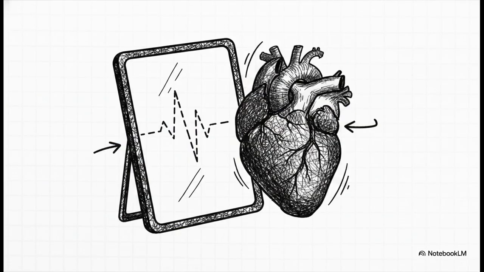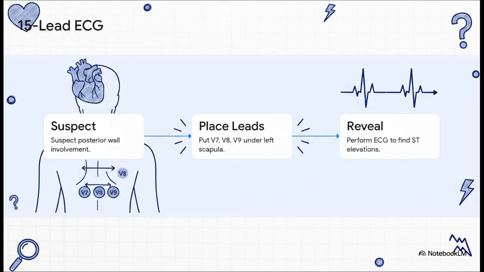What's wild here is that the anterior depression is actually a reciprocal mirror reflection of a totally hidden infarct happening on the posterior wall, literally the back of the heart. The standard 12-lead ECG simply doesn't have cameras looking directly at the back, so all we get to see is its reflection in the front. So, how do we solve this?